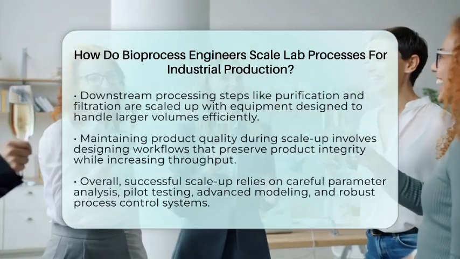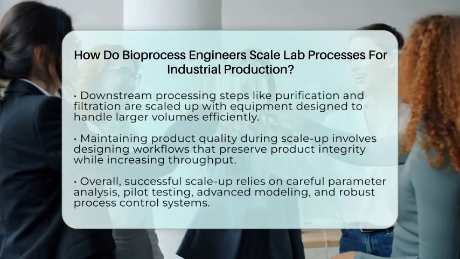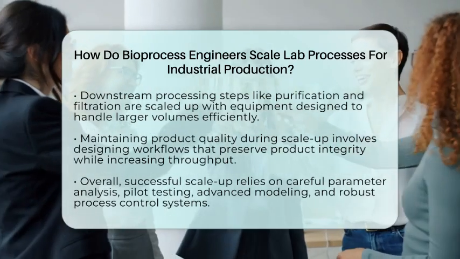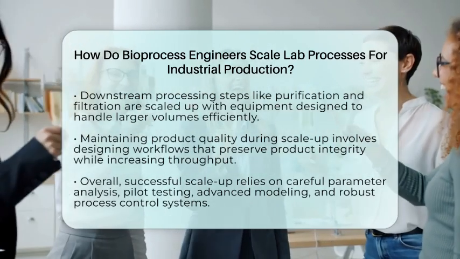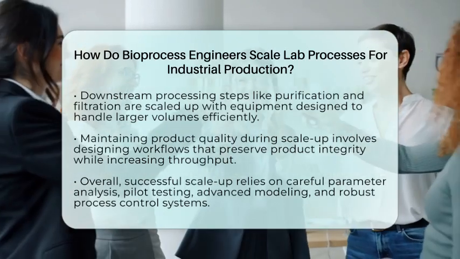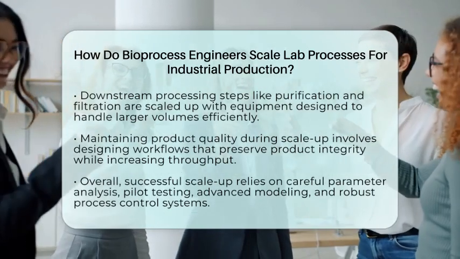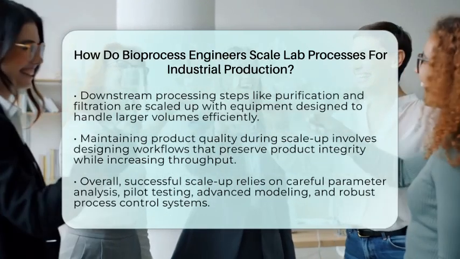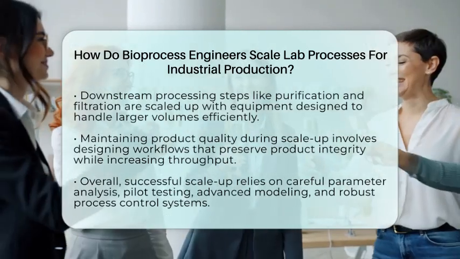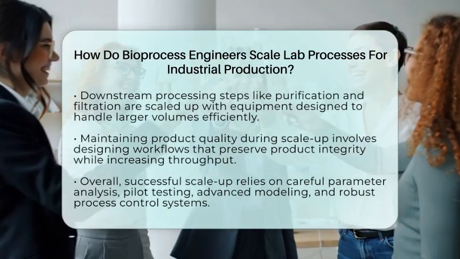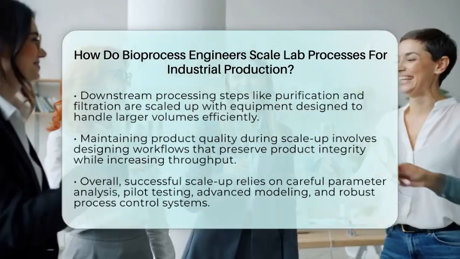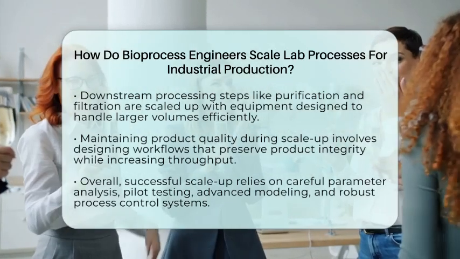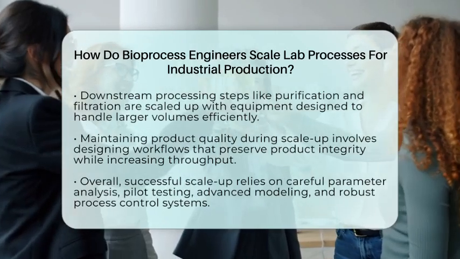In summary, bioprocess engineers successfully scale laboratory processes for industrial production by carefully analyzing critical parameters, employing pilot studies, optimizing bioreactor design, utilizing advanced modeling tools, and establishing robust control systems. This comprehensive approach ensures that the transition from small-scale experiments to large-scale manufacturing is smooth, reliable, and capable of delivering high-quality biological products to meet global demand.